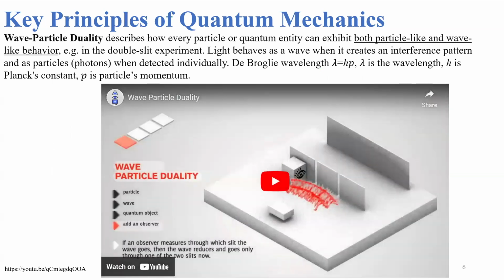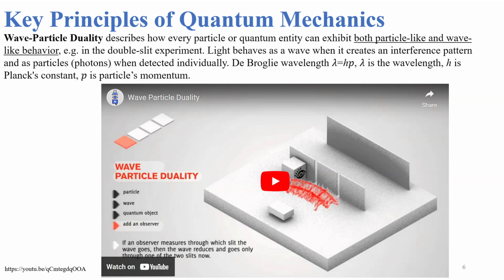Some of the key aspects of quantum mechanics. One of the most fundamental examples of quantum mechanics is wave-particle duality. Every particle or quantum entity can exhibit both particle and wave-like behavior, such as electrons or light in the double-slit experiment. Here light behaves as a wave when it creates an interference pattern, and as particles, photons, when detected individually. The de Broglie wavelength is a characteristic wavelength given by lambda equals h over p, where h is Planck's constant and p is the particle's momentum.